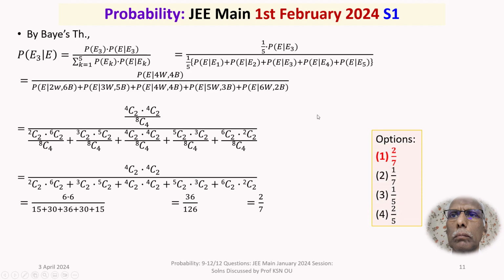Let's look at our options. Our answer 2 by 7 appears against option 1. Therefore, the answer to this question is option 1. And that is the detailed discussion of the solution of this problem. And I am sure that you have understood the solution of this question. It is not easy. It is a little difficult. If you know the Bayes theorem, then it is easier.